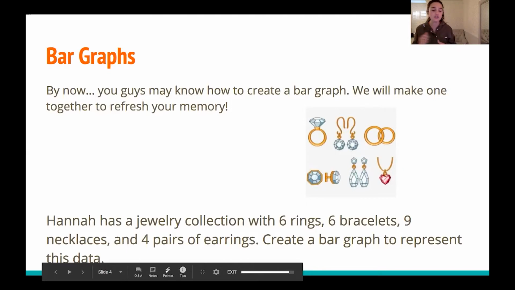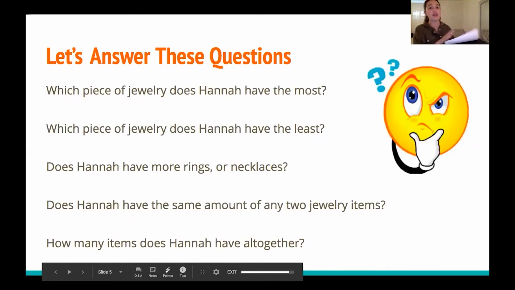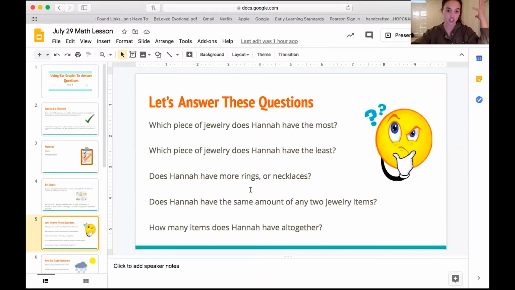Okay, once you're finished with that, you should now have a complete bar graph. This is just a visual representation of the information that we have been given. So, I would like for us to answer these questions together by looking at our bar graph. We're not looking at the information anymore that was on the last slide. Now we are just looking at our bar graph and answering these questions.